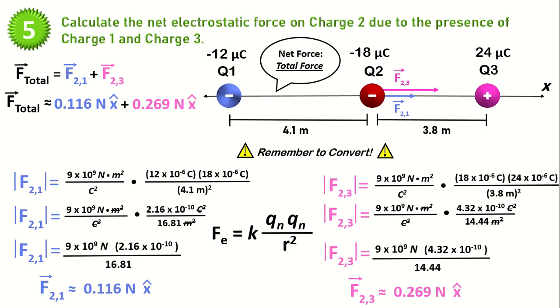Since there's only one component involved, which is the x component, we can just directly add them up. So we'll add 0.116 newtons in the positive x direction plus 0.269 newtons in the positive x direction to yield a value of 0.385 newtons in the positive x direction, as shown here. So once again, this is in the positive x direction, since we're adding two vectors that are in the positive x direction, towards the right, so they'll just add up to 0.385 newtons in the positive x direction. So, yes, that's how we solve this problem.